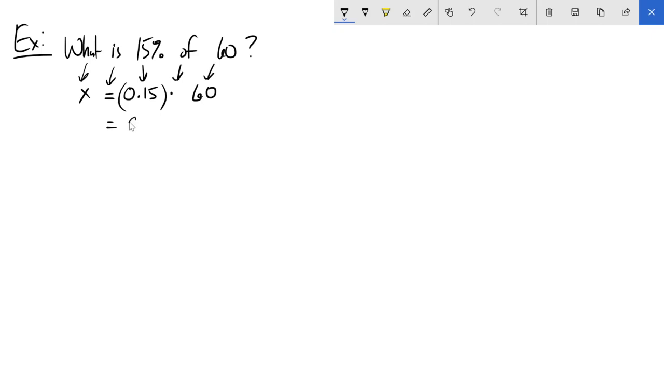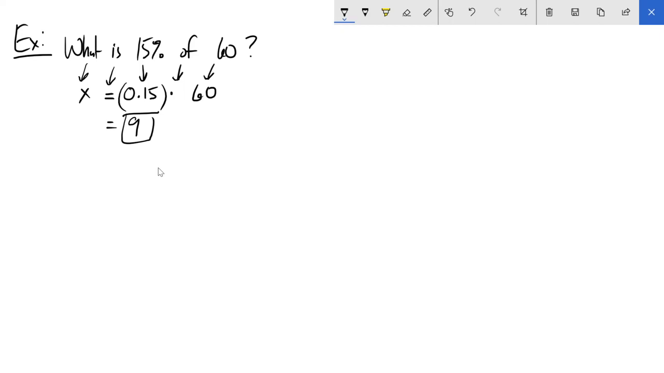9. Right? So if you have a $60 bill and you want to leave a 15% tip, you should be tipping $9. If you have an item that was $60 and it's 15% off, it's going to be $9 off. So to calculate the percentage of a number, you take the decimal form times the value.